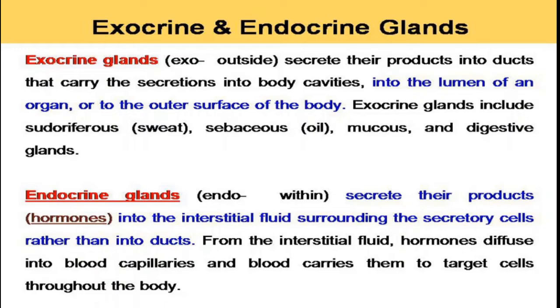On the other hand, endocrine glands are those which secrete their products into interstitial fluid surrounding the secretory cells rather than into ducts. From the interstitial fluid, hormones diffuse into blood capillaries and blood carries them to the target cells throughout the body.